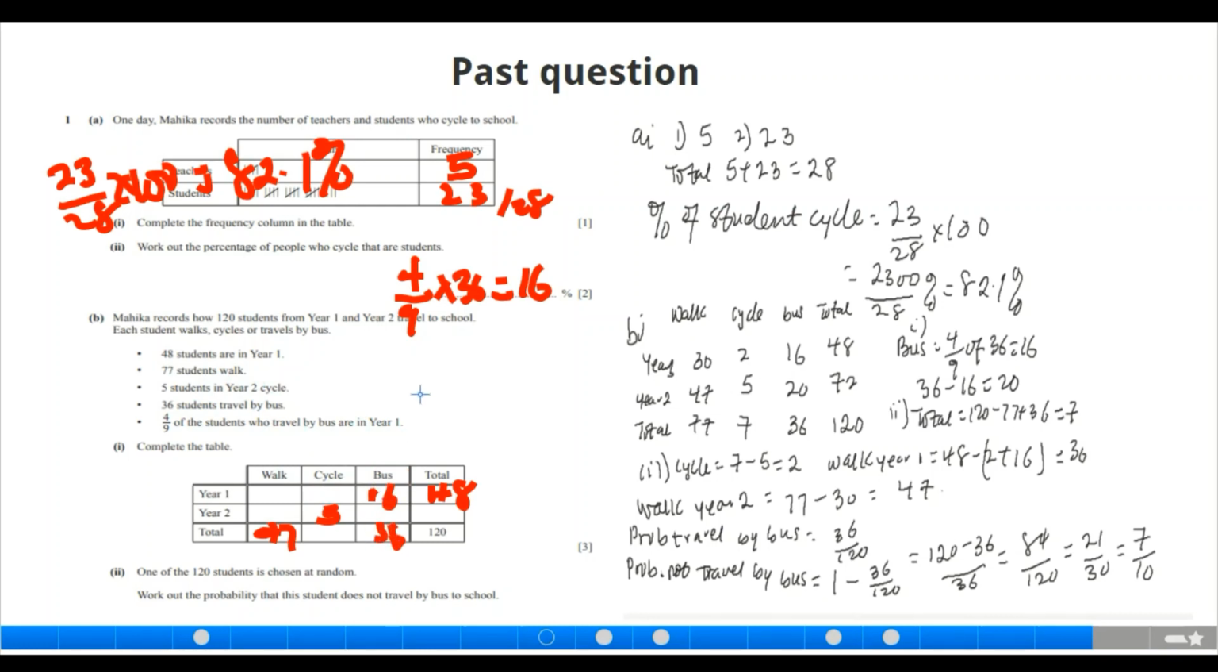So for this one to make up, it's going to be what? That's going to be 36 minus 16. 36 minus 16, that will give us what? That will give us 20. So what we have here is going to be 20. Okay, so that sorts this out.